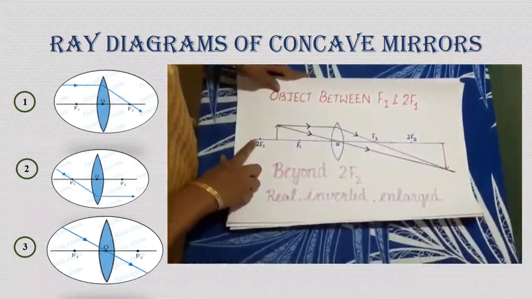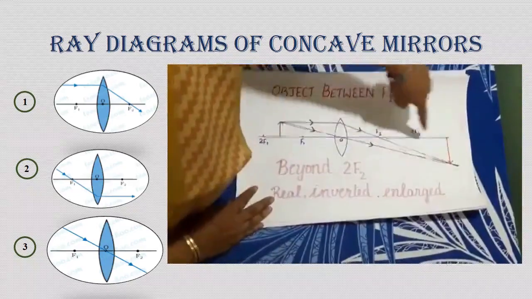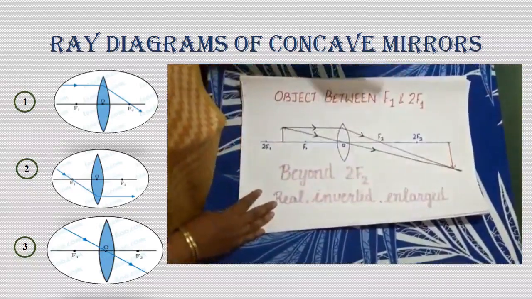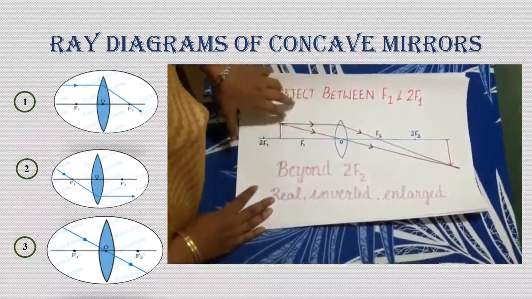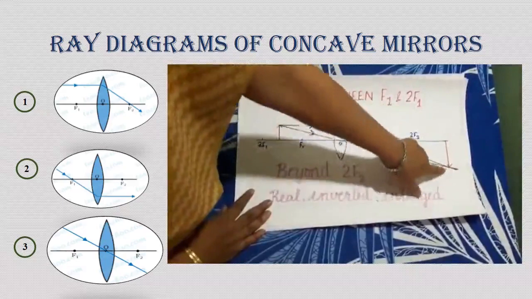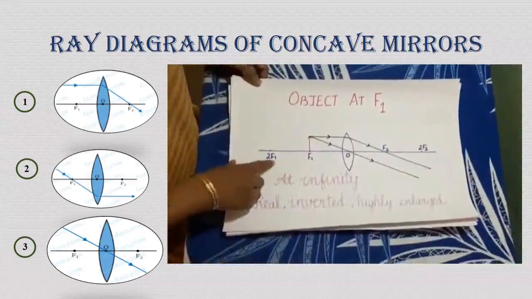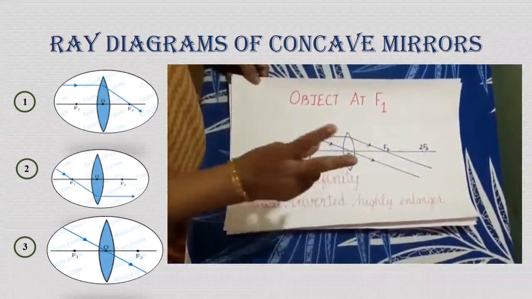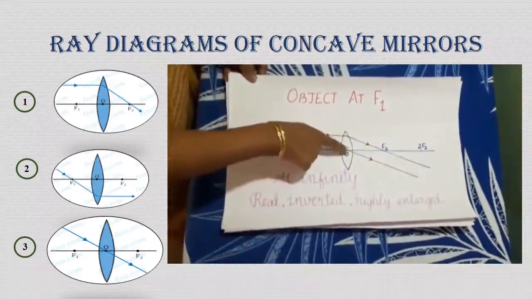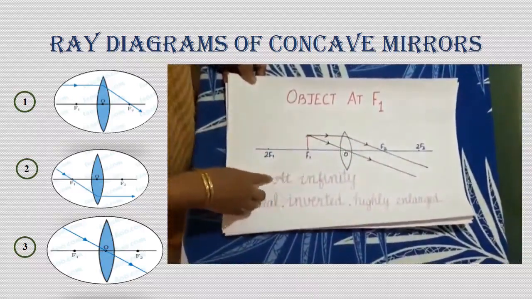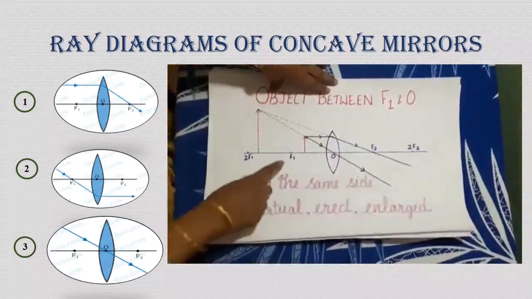Now in this case, you have the object between F1 and 2F1. The same two rules. You can see the image to be formed beyond 2F2. Please don't memorize any of the positions. Just draw the rays, you get it. So it is formed beyond 2F2, real, inverted, enlarged. In this case, the object is exactly at F1, the same two rules, but here you see the refracted rays to be parallel. Whenever you have the refracted rays to be parallel, the image is at infinity, real, inverted, highly enlarged.